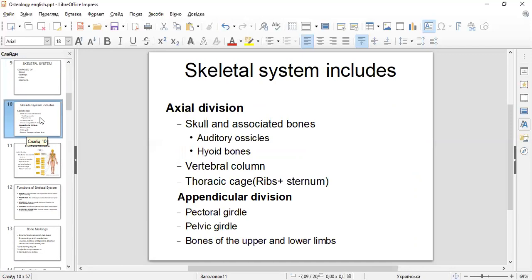The skeletal system includes an axial division and an appendicular division. The axial division contains the skull and associated bones: auditory ossicles, hyoid bone, vertebral column, ribs and sternum.